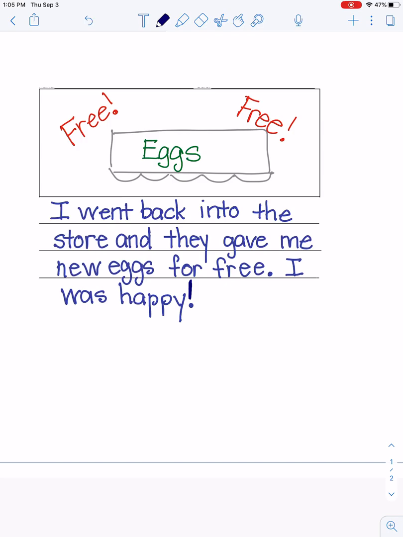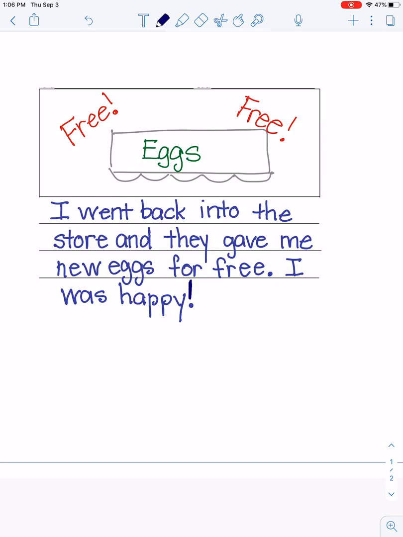Okay, so writers, that's how you would go back and reread your story to make sure it makes sense. So I checked for words that weren't spelled correctly, and I used my sight word list and words that I know to spell the words correctly. I listened for sounds in my words, and I also made sure that I started my sentences with a capital letter and ended them with a period, an exclamation mark, or a question mark. Now, I didn't have any question marks in my story, but if I had asked a question, I could have used a question mark too.